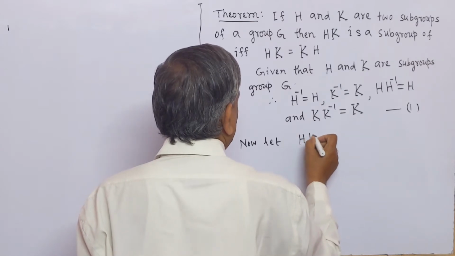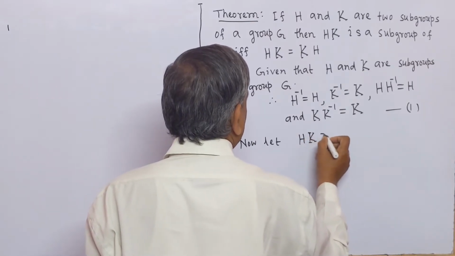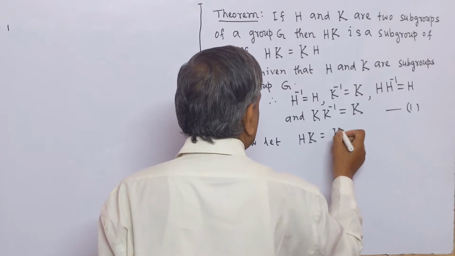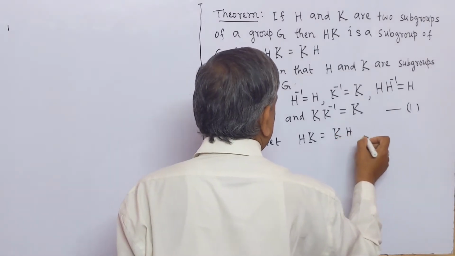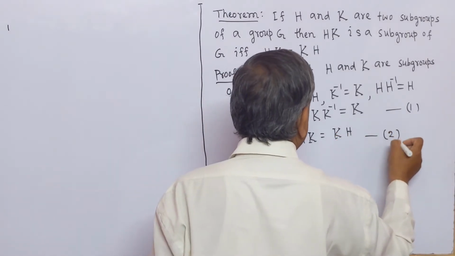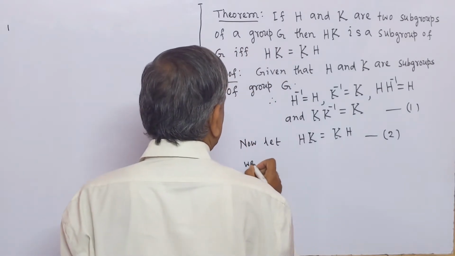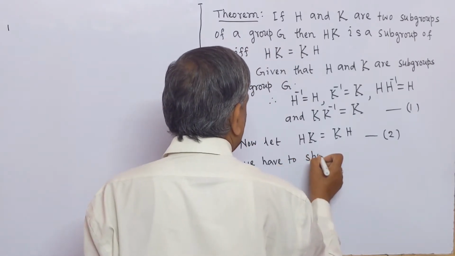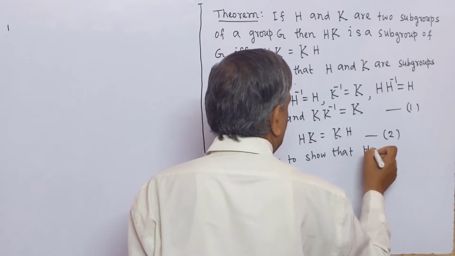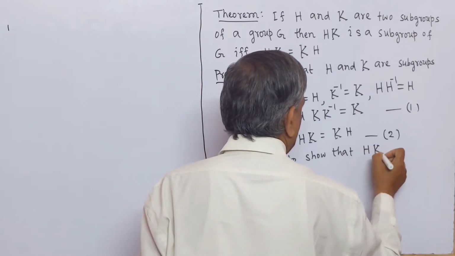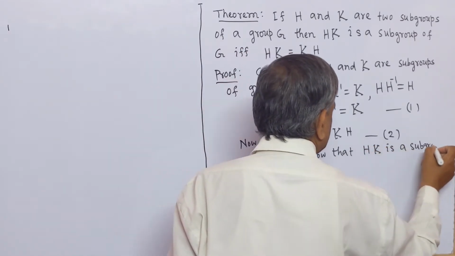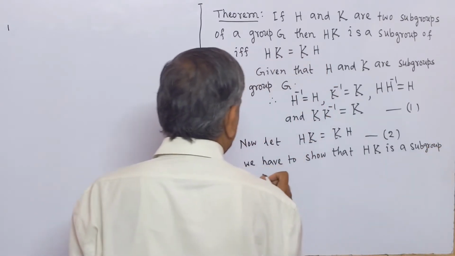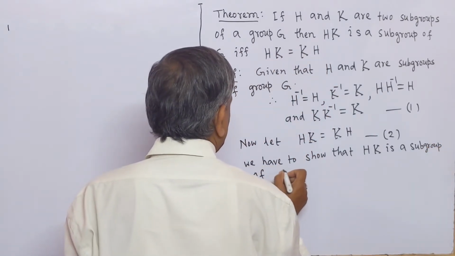Now let HK equal to KH. This is number 2. We have to show that HK is a subgroup of group G.